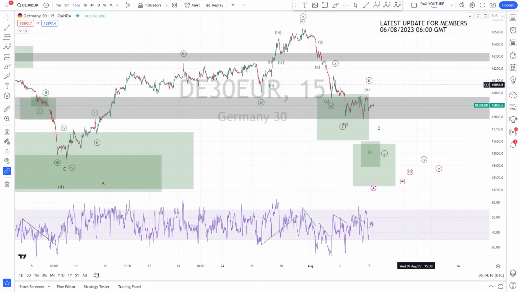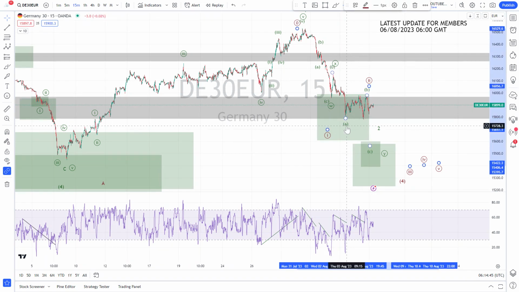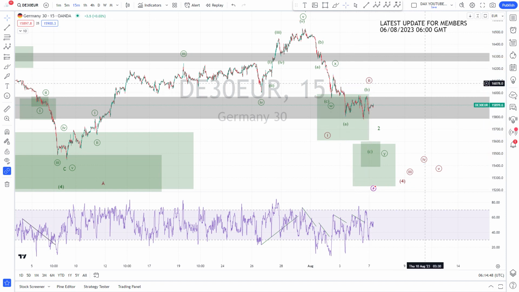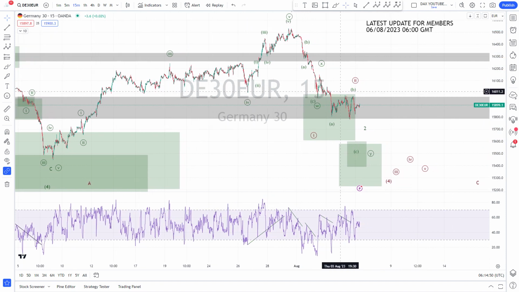And so far I labeled this as a WXY pattern because I believe there is an ABC here, which forms the first leg as a W, then a wave X to the upside, a shallow wave X. But then here we should have another ABC down here.